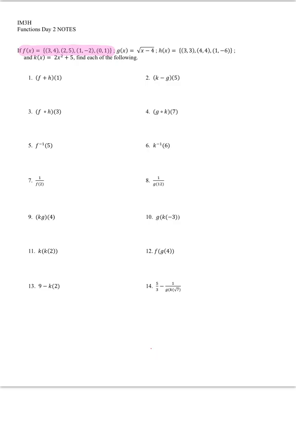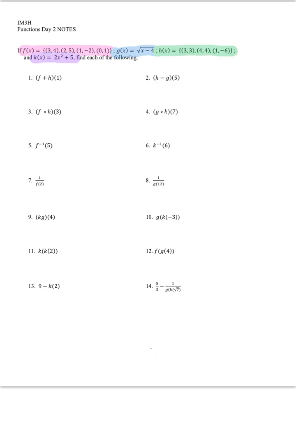I've got this g function, right? Different function, that's a square root function. And then I've got this h function that is also a list of ordered pairs. And then finally, I've got this k function, which is an equation. All right. So the questions down below that we need to answer are all asking us to do things with those functions. Some of them are really easy, like the first one.